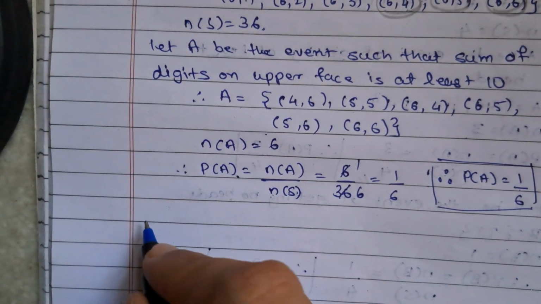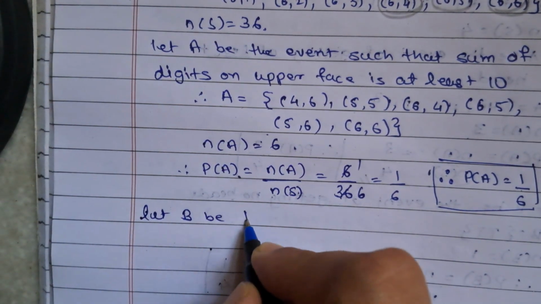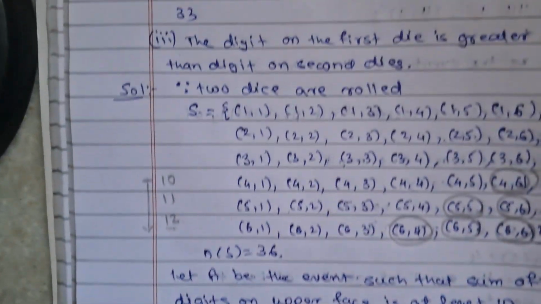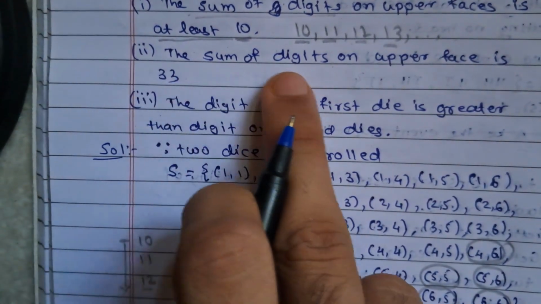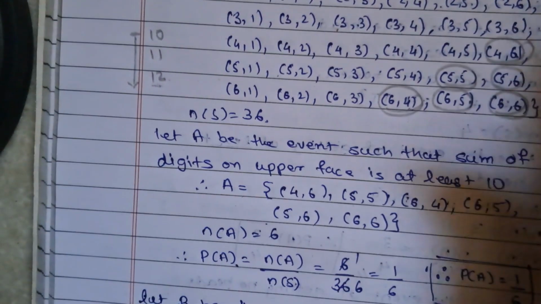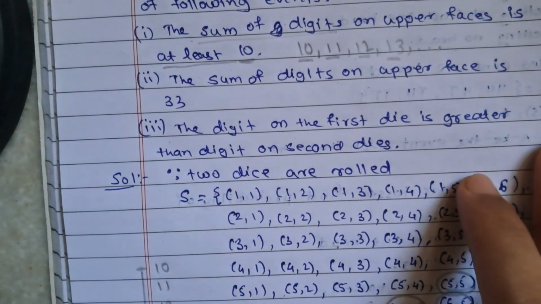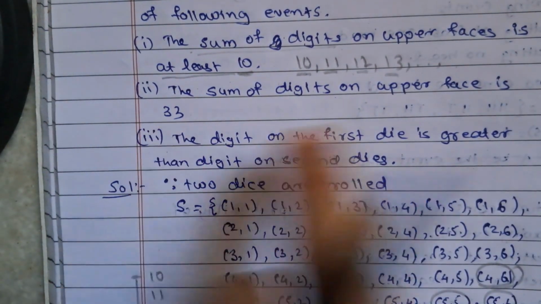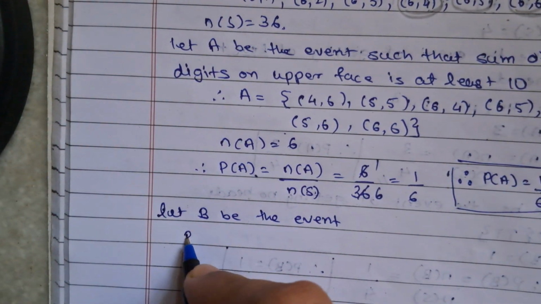Okay, now let's look for the event B. We'll say let B be the event. Let's look at what the event is now. The second one says the sum of the digits on the upper face is 33, but we saw, right, the maximum possibility is 12. 6 plus 6 is 12. So is getting 33 possible in the first place? I don't think so. Getting 33 is not possible. So in this event there will be no element, right? So B will be empty.